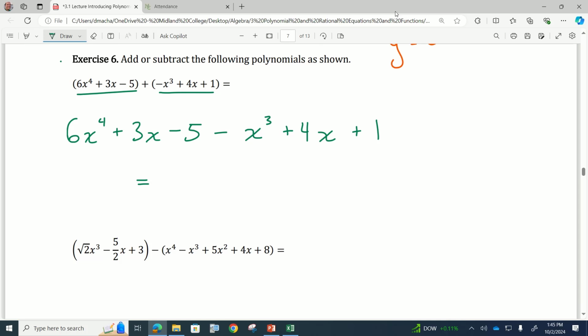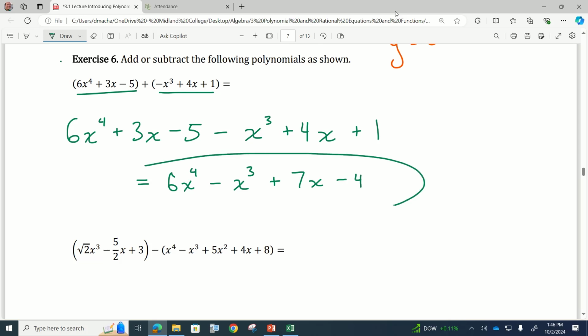And then to simplify, I'm just going to collect like terms. And I'll also put things in order so that I get 6x to the 4th power minus 3x. There's no terms that have an x squared in it, but I do have two terms with an x, so 3x plus 4x is 7x. And then for my constant terms, I've got -5 plus 1, so it gives me -4. And that's how you add.